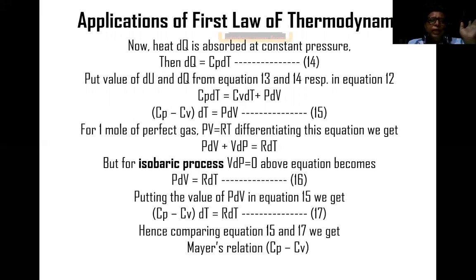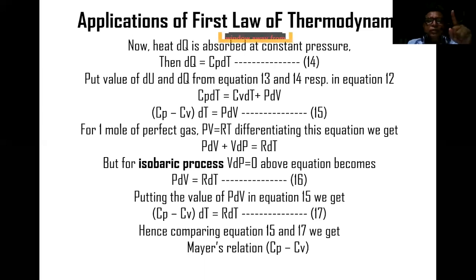For 1 mole of gas, PV is equal to RT. This is the ideal gas equation. Differentiating this equation, we get PdV plus VdP is equal to RdT. But for the isobaric process, VdP is equal to 0. The above equation becomes PdV is equal to RdT. This is equation 16. Putting the value of PdV in equation 15.